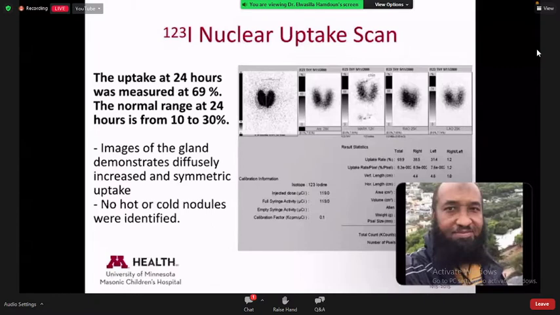So for practical purposes, you don't have to know about the details of the radioactive iodine, but I want you to know one fact, just one for the exam. The 123 isotope is for diagnostic purposes. We don't use it for treatment. We don't do radioactive ablation with it. And 131 is the one that you use for radioactive ablation.